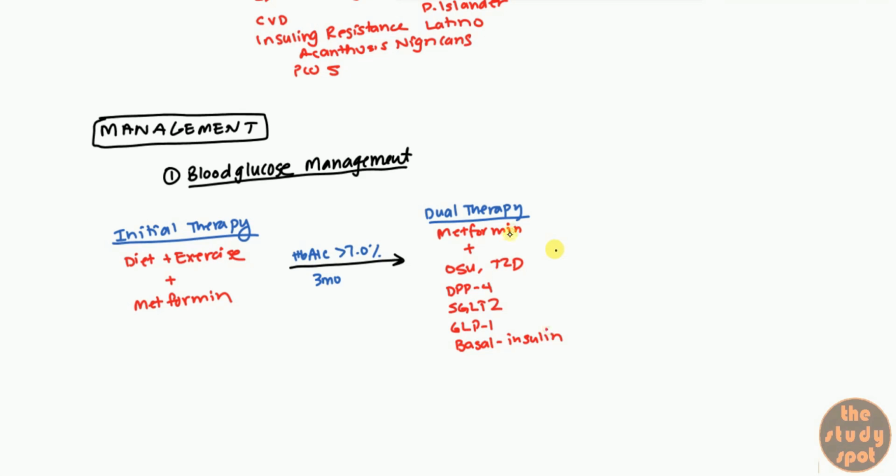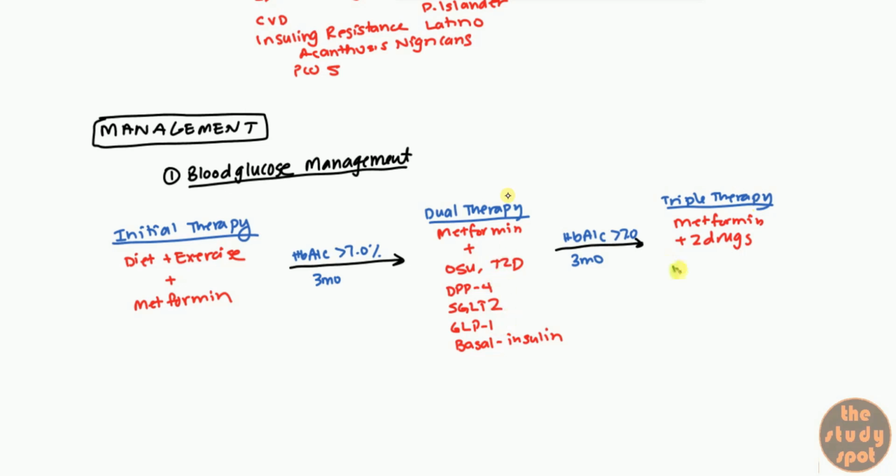So you give metformin plus one of these, and then you check the HbA1c in 3 months. If it's greater than 7%, then again you consider that a failure, and you go to triple therapy. In triple therapy, you do the metformin plus the second drug that you were using, and then another one of these drugs. So you give a total of 3 drugs.